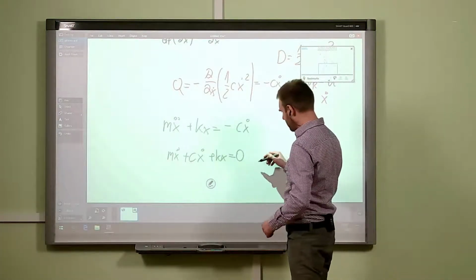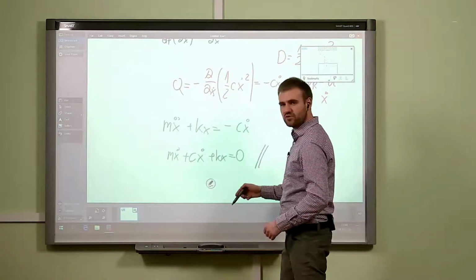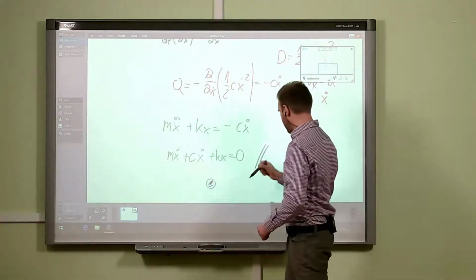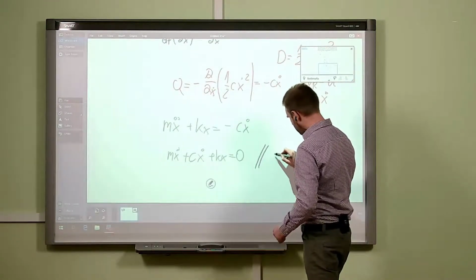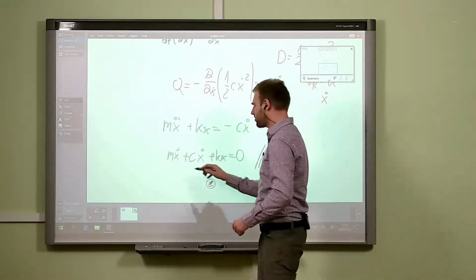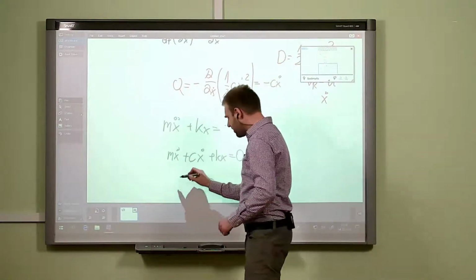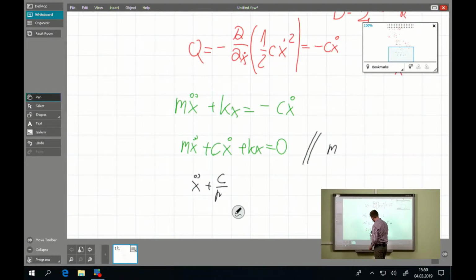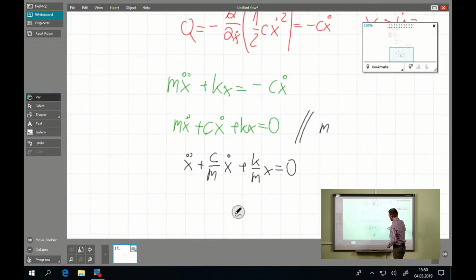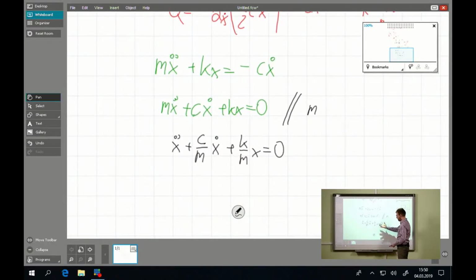Okay, how to solve that equation? First thing, we have to make the highest derivative free. I mean, we have to divide it by the coefficient of the x double dot. As a result, we have x double dot plus c over m x dot plus k over m x equals 0. Here we have such a governing equation in the form of the accelerations.